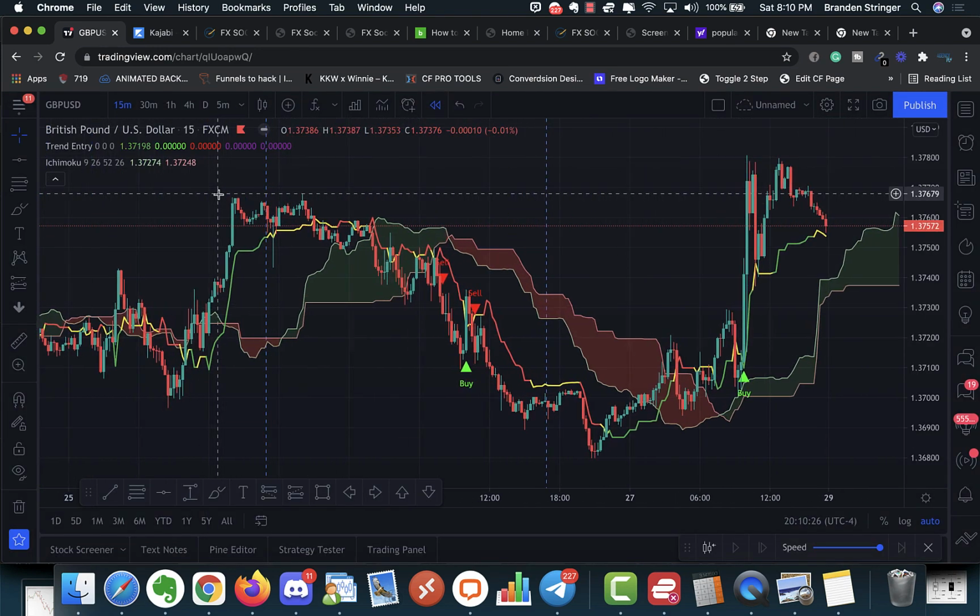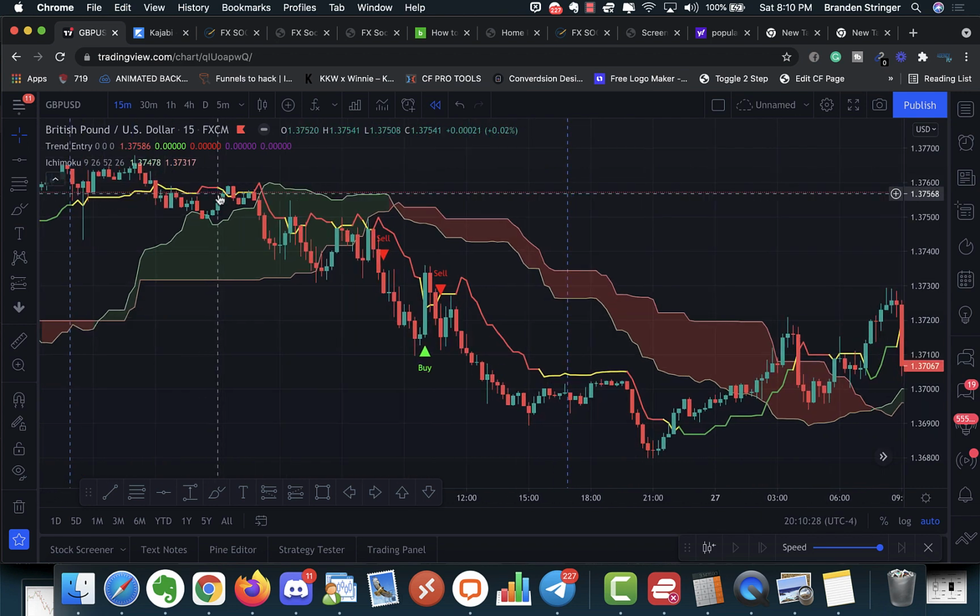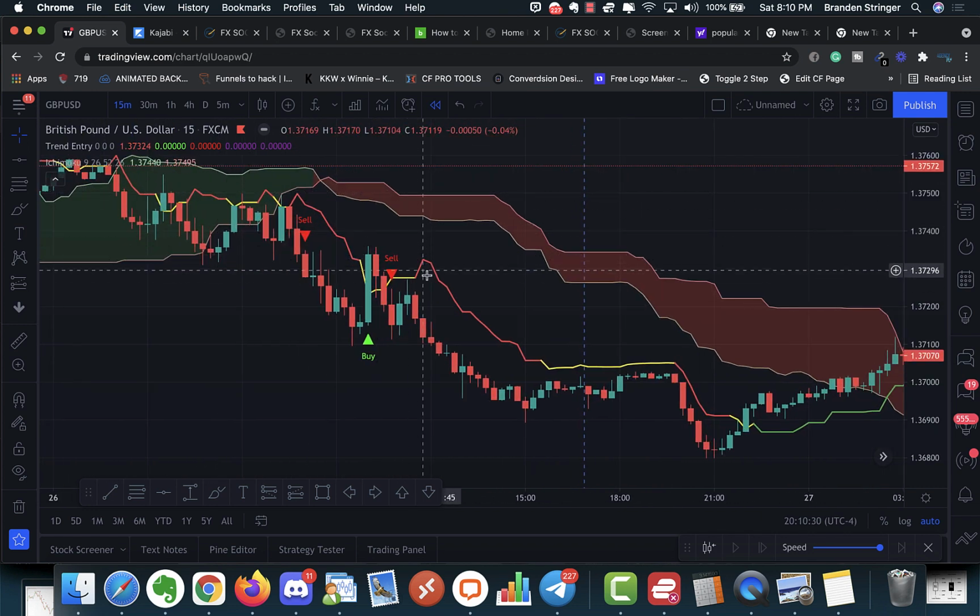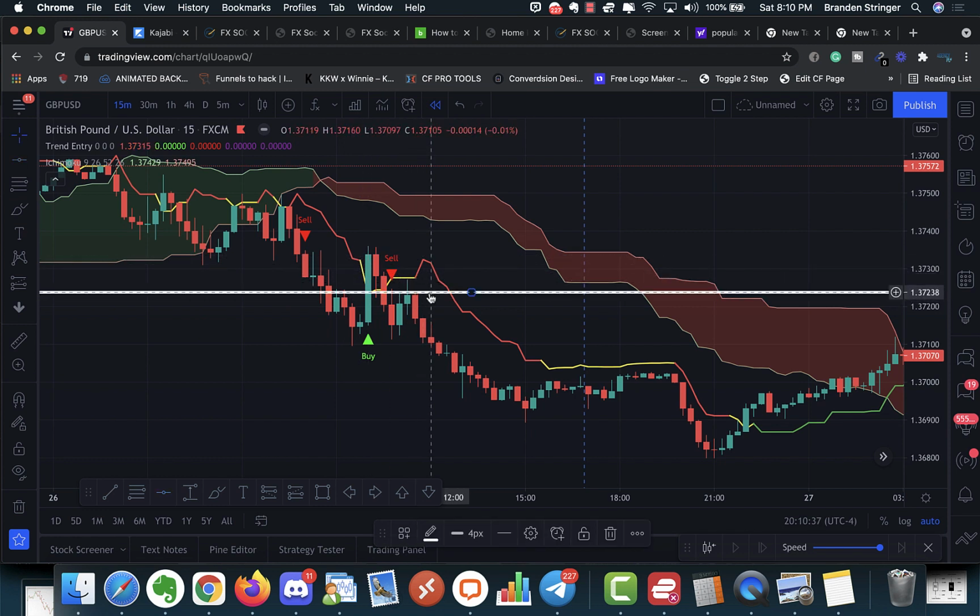Well, whatever, we can just pick another one, doesn't matter. It all works the same, right? So look, we're gonna use the yellow to red, right? So let's say we get into here at this area. And so where would our stop loss be?